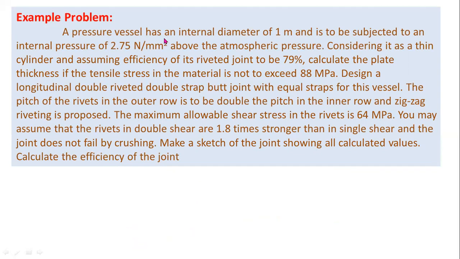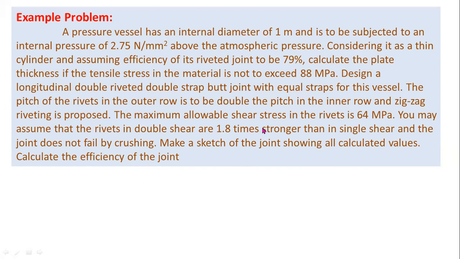A pressure vessel has an internal diameter of 1 meter and is to be subjected to an internal pressure of 2.75 Newton per mm square above the atmospheric pressure. Considering it as a thin cylinder and assuming efficiency of its riveted joint to be 79%, calculate the plate thickness if the tensile stress in the material is not to exceed 88 megapascal. Design a longitudinal double riveted double strap butt joint with equal straps for this measure. The pitch of the rivets in the outer row is to be double the pitch in the inner row, and zigzag riveting is proposed.